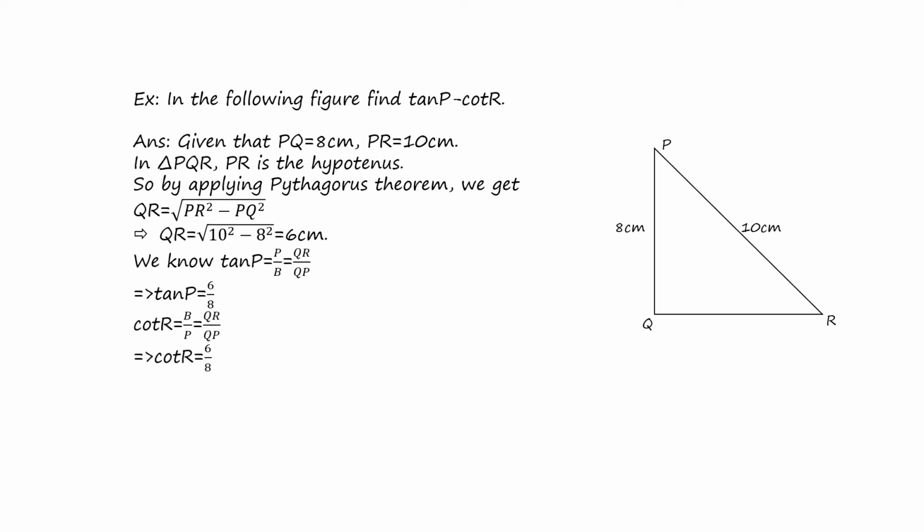Cot R equals B by P, or base by perpendicular. And in this triangle it is also QR by QP, that is 6 by 8. So tan P minus cot R is 6 by 8 minus 6 by 8, which is equal to 0. So thus the answer is 0.